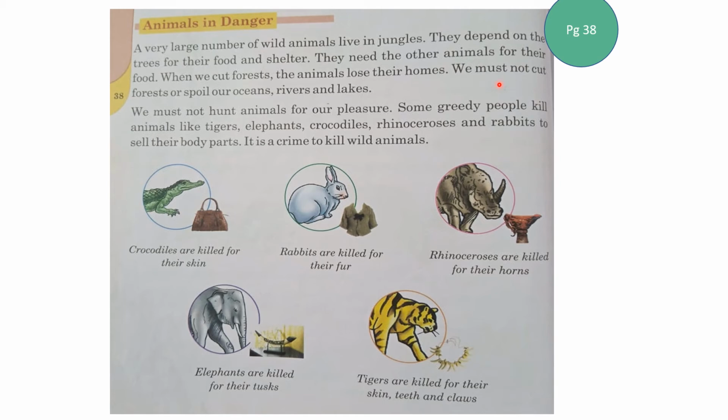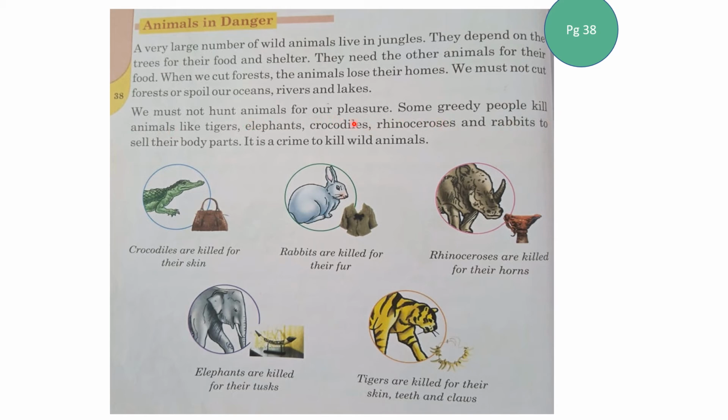So we should not cut forests or spoil our oceans, rivers and lakes. So we should not throw our waste inside the waters so that the fish and crocodiles, etc., can live happily and peacefully. We must not hunt animals for our pleasure.